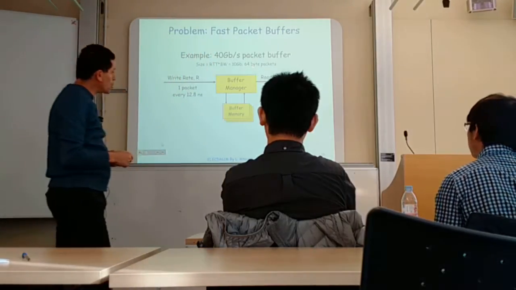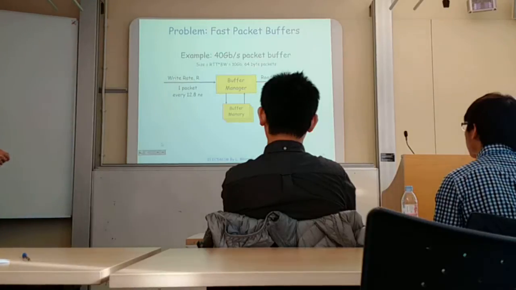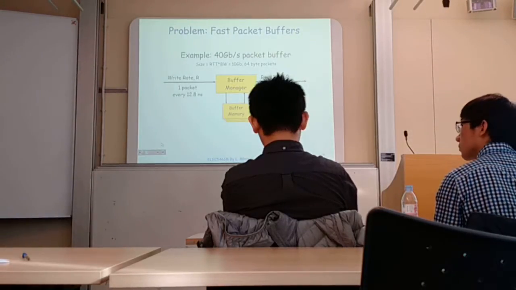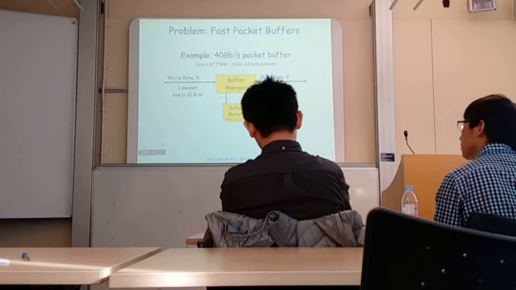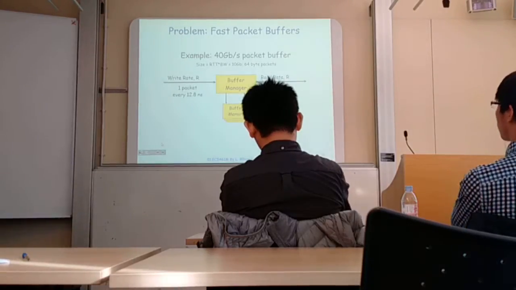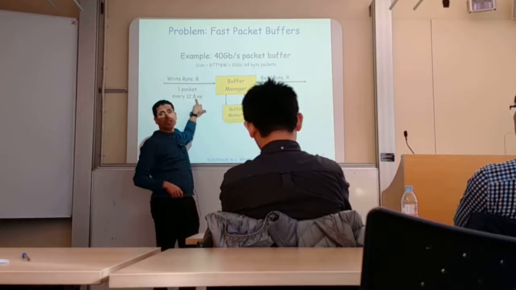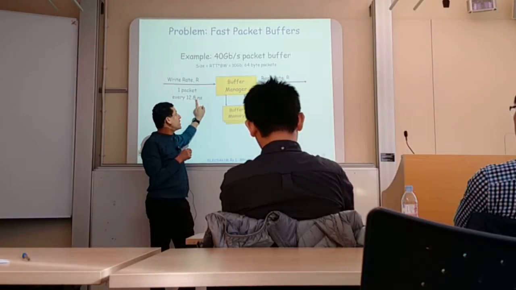So this is bytes, and this is bits, so that's why you do the conversion, you multiply by 8 there. So you will find, roughly speaking, 512 divided by 40 times 10 to the 9, you will find that number. Which means for this buffer, we need to write a packet every 12.8 nanoseconds with these specifications.